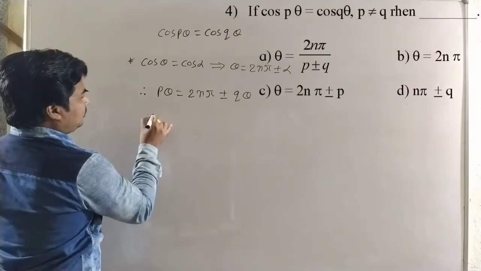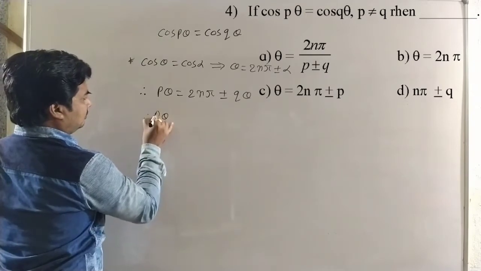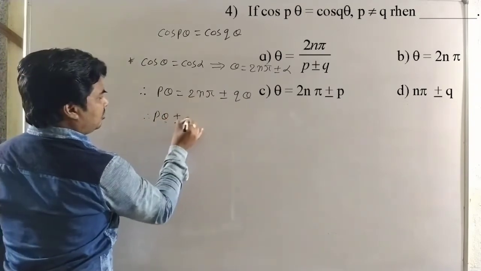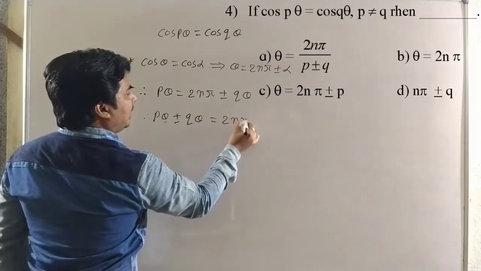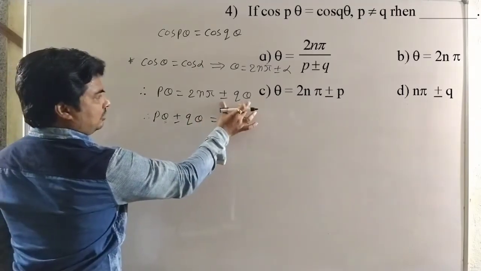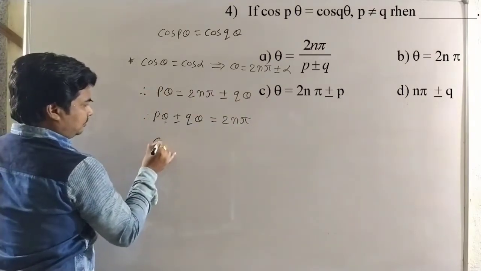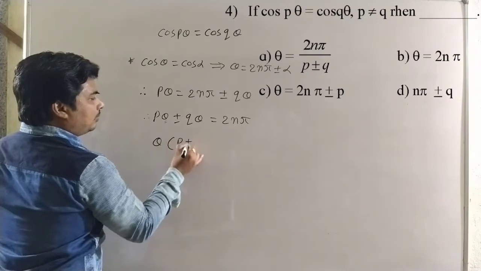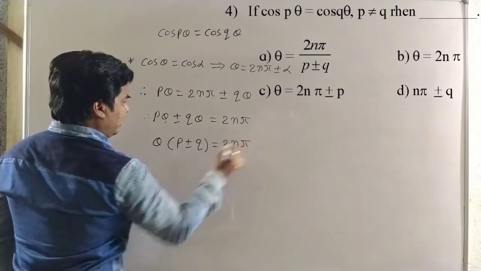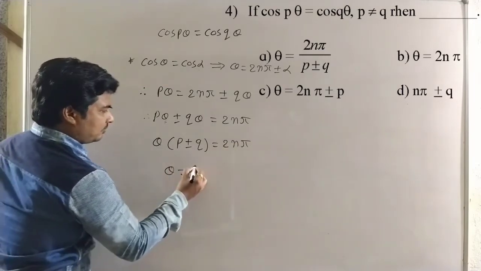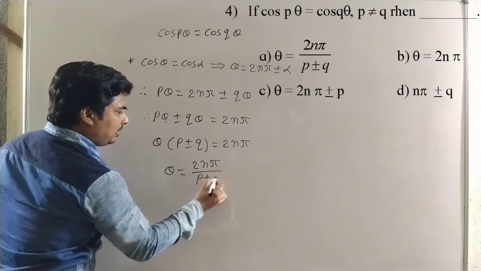Therefore, we write p theta plus or minus q theta is equal to 2n pi. This plus or minus q theta we write in the LHS. Now theta gets common, then it is (p plus or minus q) theta is equal to 2n pi, and the solution of this is theta is equal to 2n pi upon p plus or minus q.